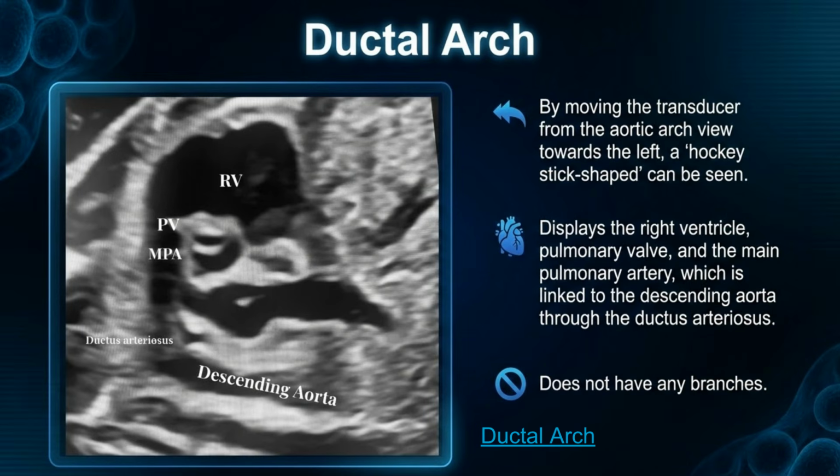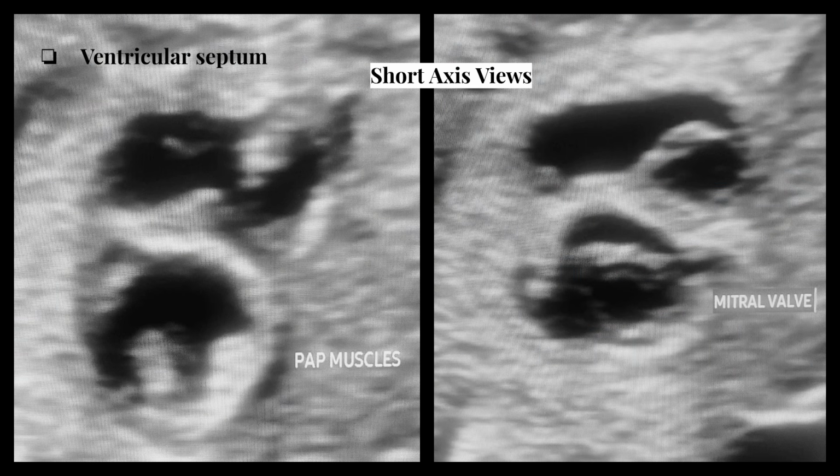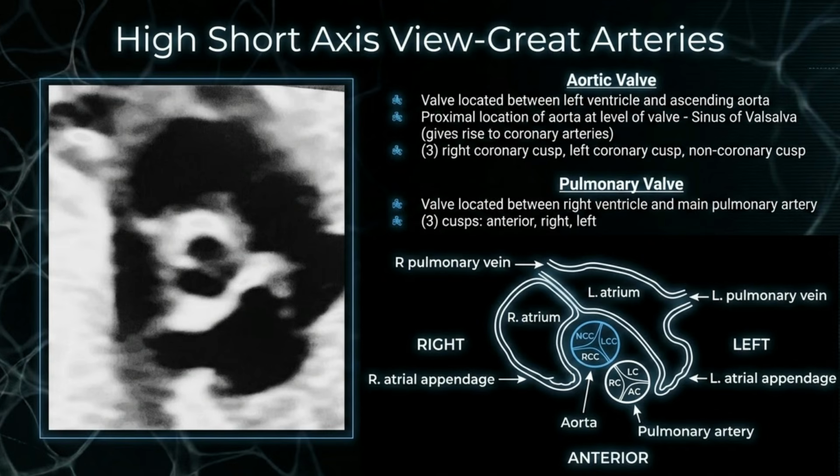By moving the transducer from the aortic arch view towards the left, you can see the hockey stick-shaped ductal arch. This arch displays the right ventricle, pulmonary valve, main pulmonary artery, and descending aorta, and it does not have any branches. Short axis views help visualize the ventricular septum, papillary muscles, and mitral valve in different cross-sections. This image shows a short axis view.